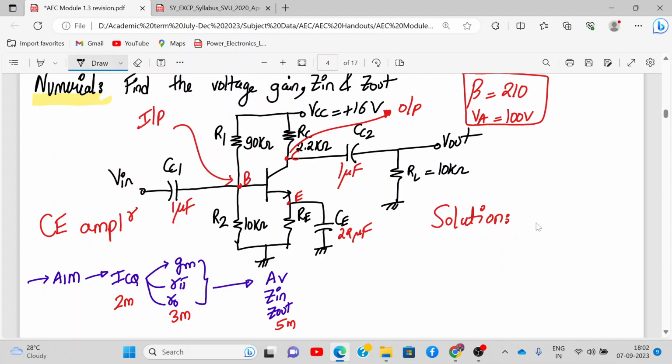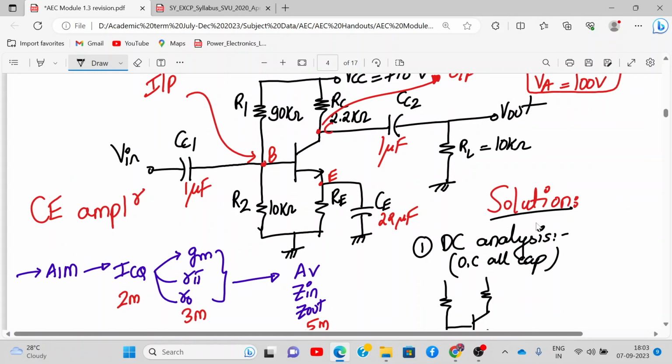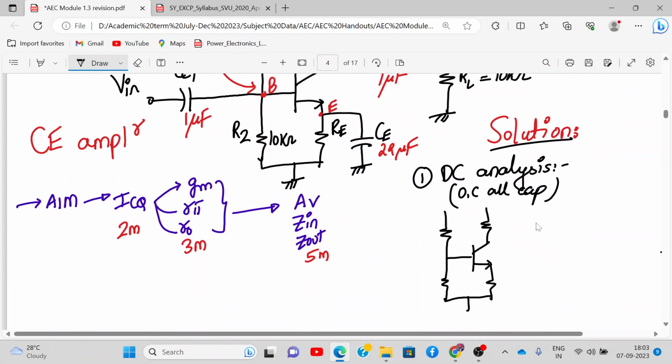Okay, so what do we do the first thing? First thing we do is DC analysis. In the DC analysis, we'll replace all the capacitors by open circuit. So the circuit diagram will be like this. Let me expand it now. It's a voltage divider bias. This is R1, R2, RC, RE.